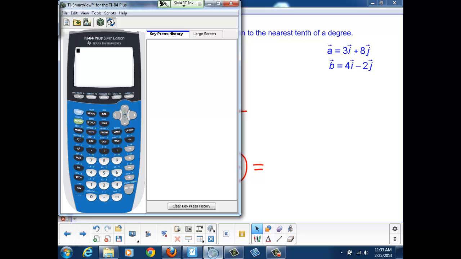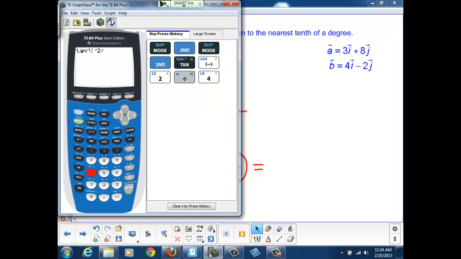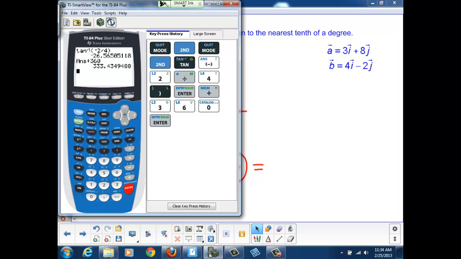So we'll pull out our calculator, make sure we're in degree mode, and take the inverse tangent of negative 2 divided by 4. And we get an angle of negative 26.565 degrees. But I'm going to want an angle between 0 and 360 for our vector. So I'm going to find a coterminal angle by adding 360 degrees. And find out that my angle is 333.4 degrees.